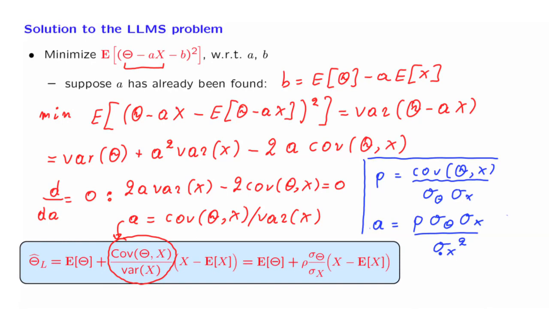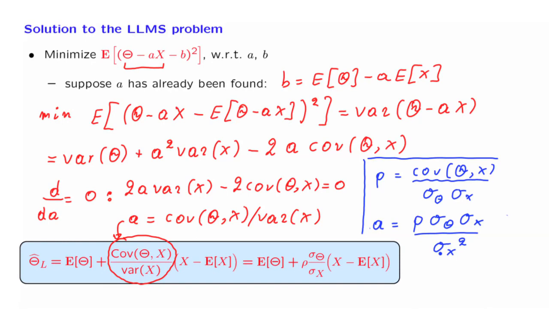This coefficient here is the coefficient a, so we have here the term aX, and then this term together with a times the expected value of X, these correspond to the coefficient b.